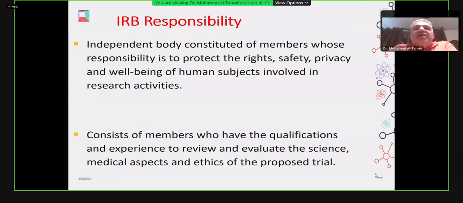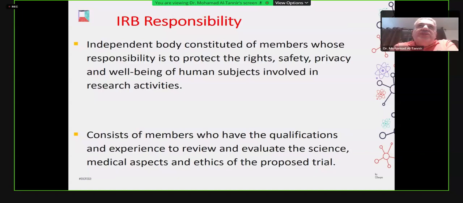It should consist of members who have the qualification and experience to review and evaluate the science, medical aspect, and ethics of the proposed trial. Their main role is ethical, to protect the rights and safety of the patient, but a major role is also to evaluate the scientific merit of the study. So members should be qualified, and in addition, we can have external members, one from the community and an external scientist not belonging to the same institution, in order to also get their opinions about the safety of participants. The minimum number of IRB members should be 5.